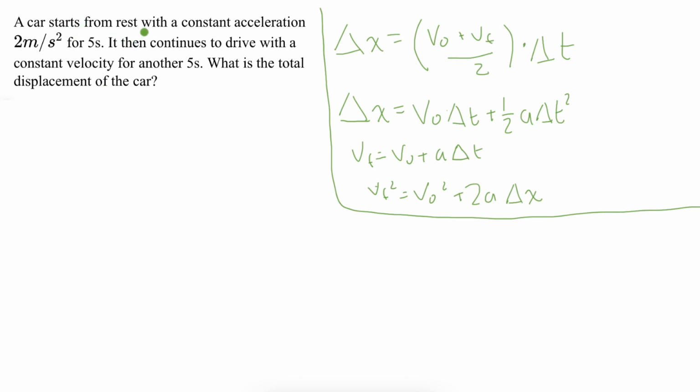A car starts from rest with a constant acceleration of 2 meters per second squared for 5 seconds. It then continues to drive with a constant velocity for another 5 seconds. What is the total displacement of the car?